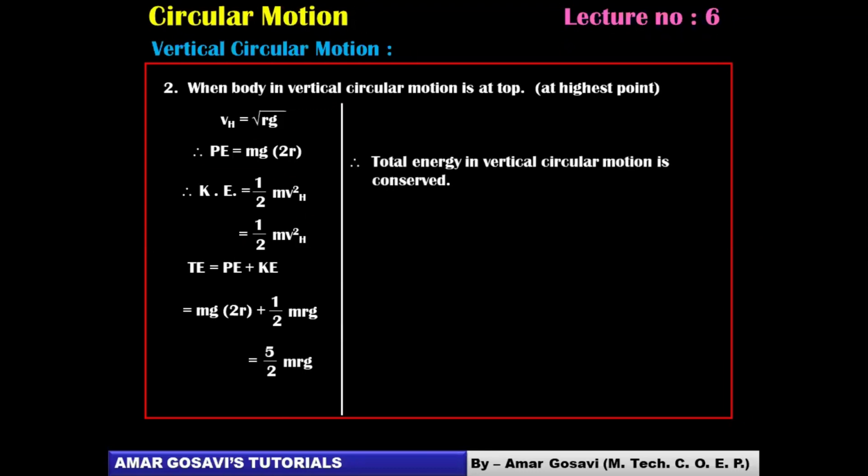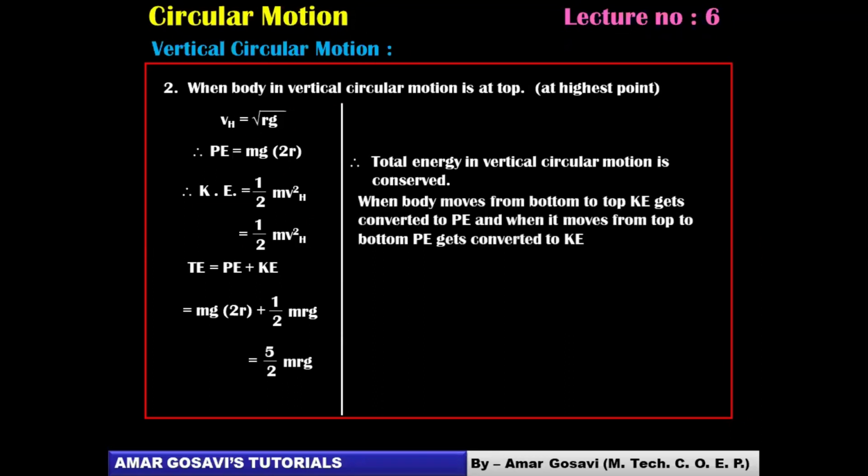So here you can make a statement: total energy in vertical circular motion is conserved. The other way of understanding it is, when the body moves from bottom to the top, kinetic energy gets converted into potential energy, whereas when it moves from top to bottom, the potential energy gets converted into kinetic energy. Just like in SHM, if you have seen, a similar type of conservation takes place over here also. Please make a note of this, friends.